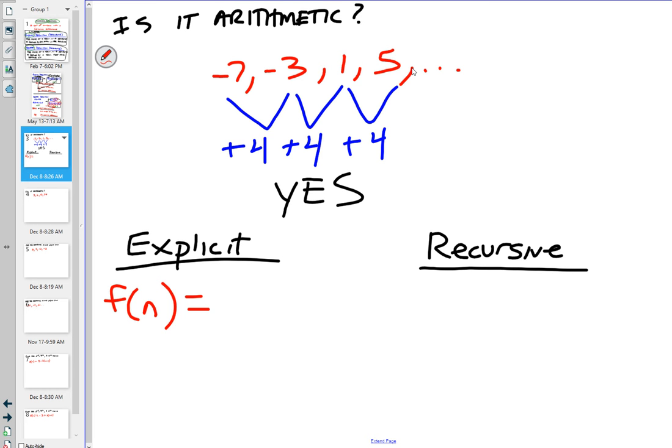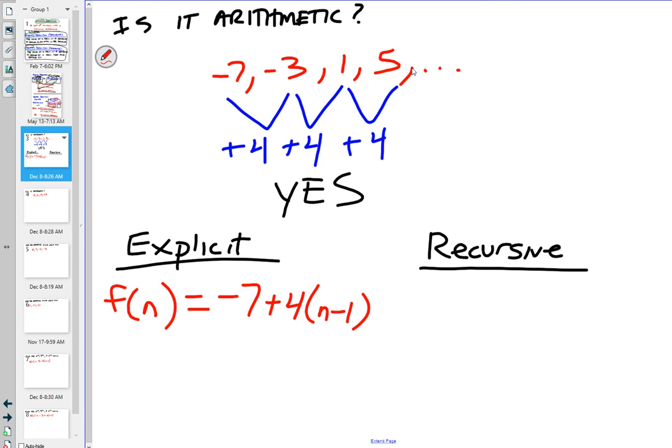The initial amount. What's the first number you see in that sequence? -7, so you write that first. What comes next? The common difference. The next thing that comes is the common difference. What's the common difference here? It is +4. So I'm going to write +4. And then this n minus 1 just starts off as standard. You just leave it there.